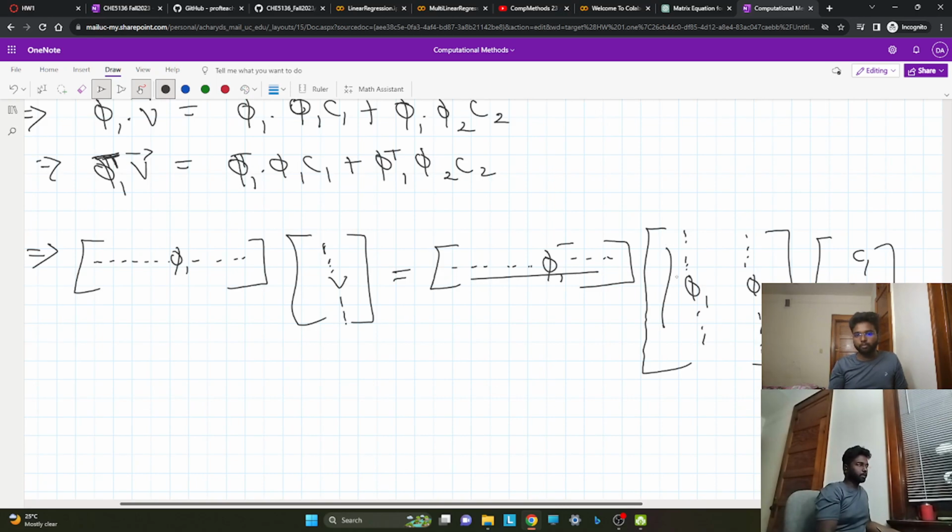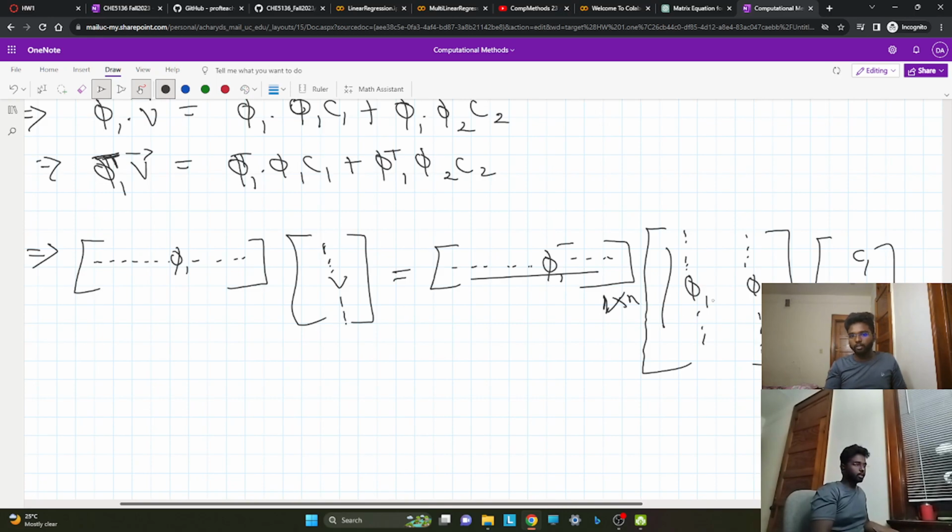Phi1 multiplied by phi1. Okay, so we'll get this. Similarly, phi1 multiplied by phi2, we'll get this. Let me show you how it happens. Here, for example, there are n values of phi1, and you can write the dimension of this matrix over here. How many rows are there? One row. And how many columns? For example, n columns, n quantities of phi1, so n.